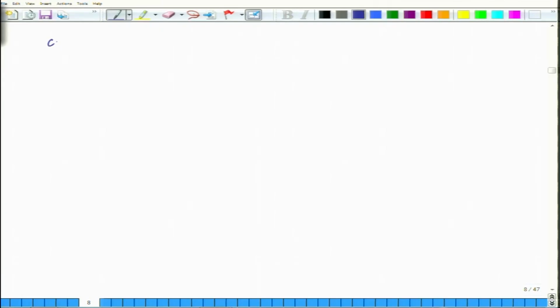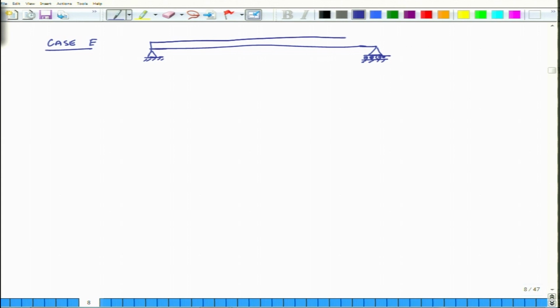So, let us call it case E, and here we have a plate which is fixed at one end, pinned at the other end, but the pin connection is not rolling. So, it is fixed, and the other end is on rollers. So, this is the plate.